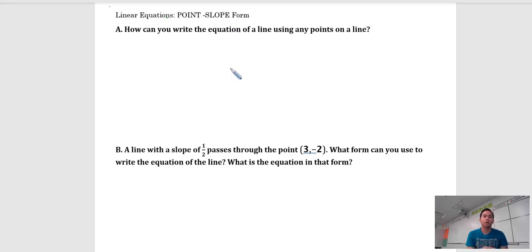Today we'll be discussing linear equations in point slope form. Your point slope form is given as y minus y1 is equal to the slope m times x minus x1, where m is your slope, and your x and y are a given point.